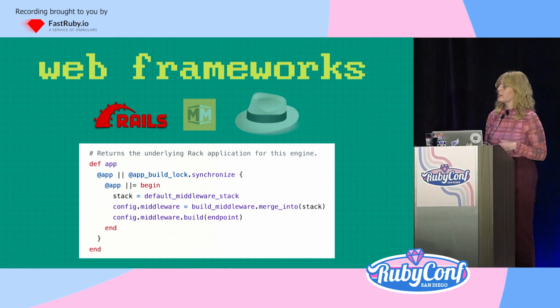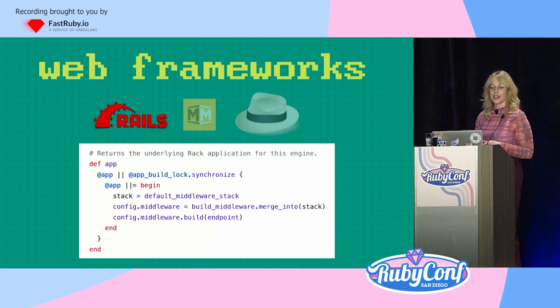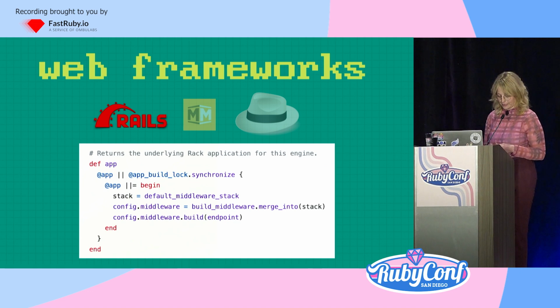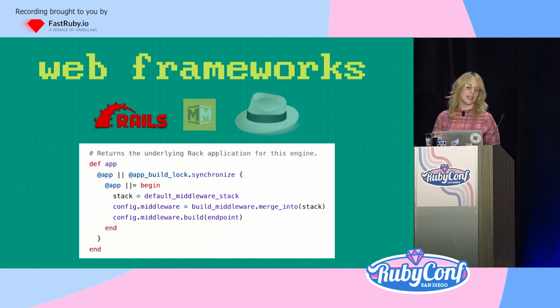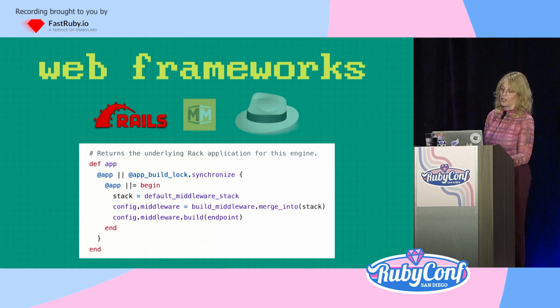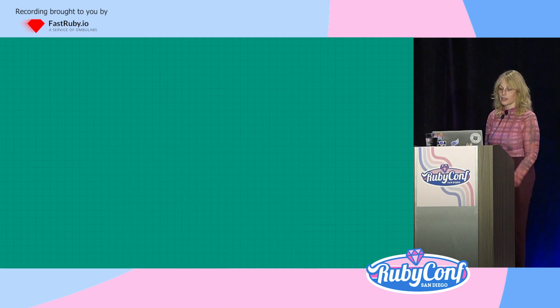Next is the construction of our initial middleware stack. The default middleware method is called, setting the foundation for subsequent configurations, and then middleware configuration is next. Rails merges additional middleware configurations into the existing stack, and then finally the Rack application is built using the configured middleware stack and then the designated endpoint.